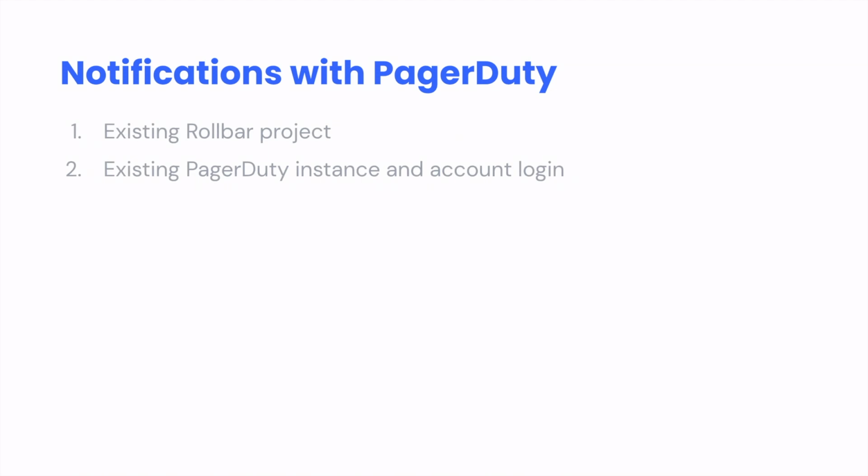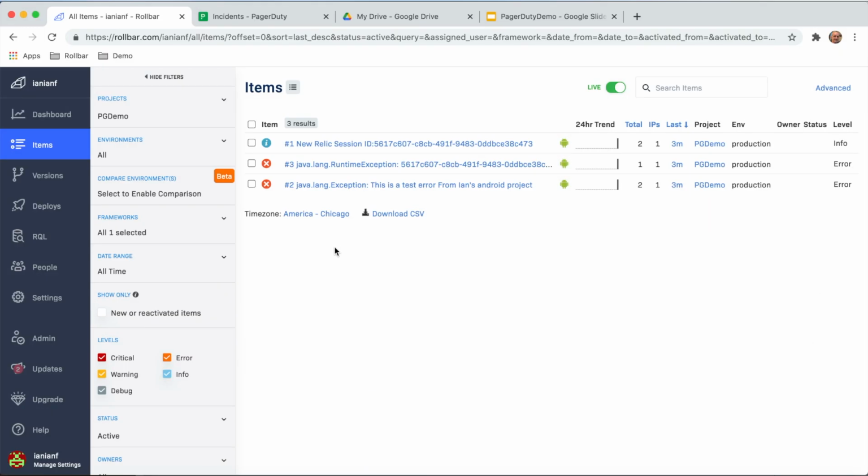Number one, that you have an existing project in Rollbar that's already received some errors, and that you have an existing PagerDuty account and you can actually log into it. So let's go ahead and jump over here.